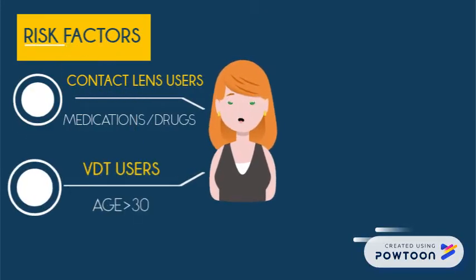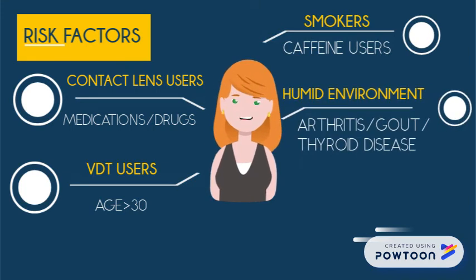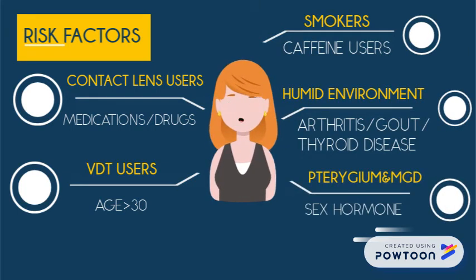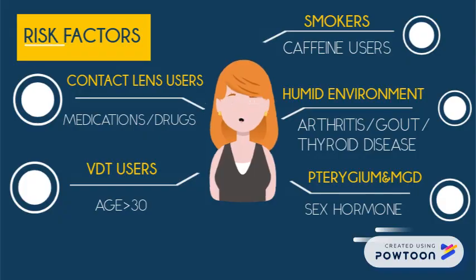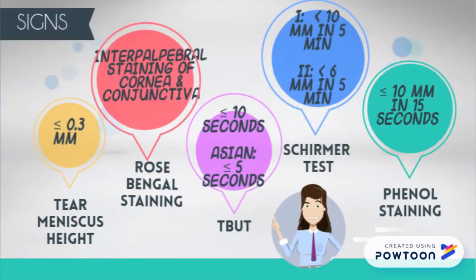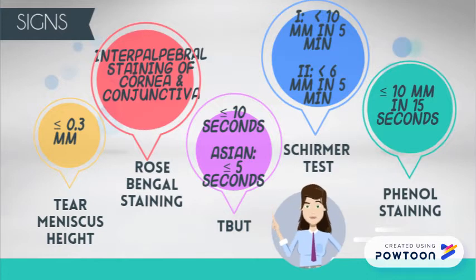Contact lens users, medication users, VDT users, age above 30, smokers, caffeine users, humid environment, arthritis, gout, thyroid disease, pterygium and MGD, and people who take sex hormones have a higher risk of getting dry eye. A person with dry eye may have tear meniscus less than 0.3 mm, and interpalpebral staining of the cornea and conjunctiva in the Rose Bengal staining test.